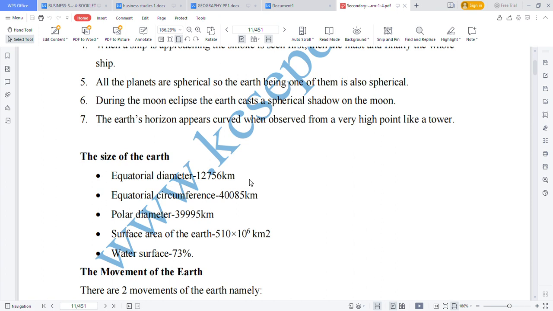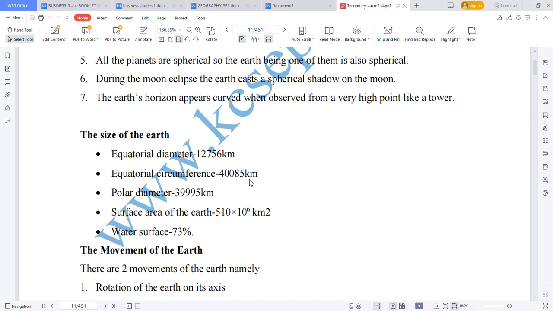Number 6, during the moon eclipse, the Earth casts a spherical shadow on the moon. We have just discussed the types of eclipse. You have solar eclipse, which is also called sun eclipse. Then you have lunar eclipse, which is also called moon eclipse. So during the moon eclipse, the earth casts a spherical shadow on the moon.